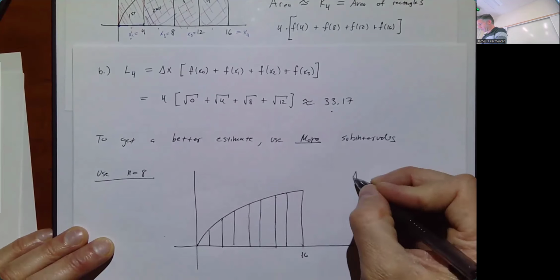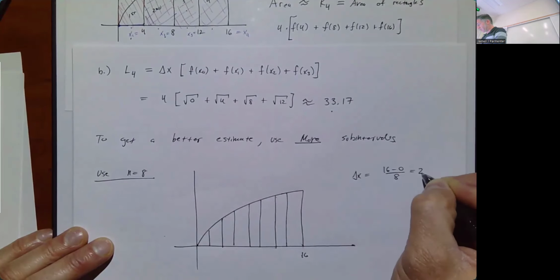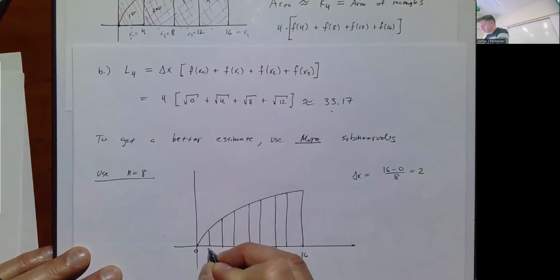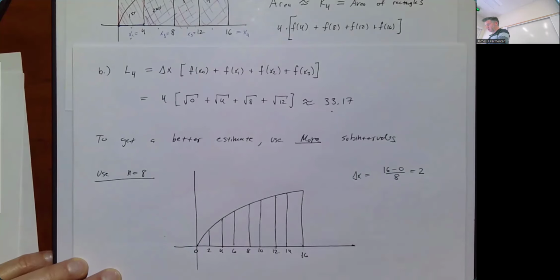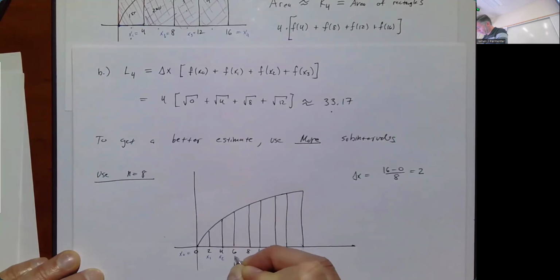Our delta x now is going to be 16 minus 0 divided by 8, which is 2. And our endpoints are going to be 0, 2, 4, 6, 8, 10, 12, 14, and 16. Similar labeling. This is x sub 0. There's x sub 1, x sub 2, x sub 3, x sub 4, x sub 5, x sub 6, x sub 7, and the last one is x sub n, which is x sub 8.